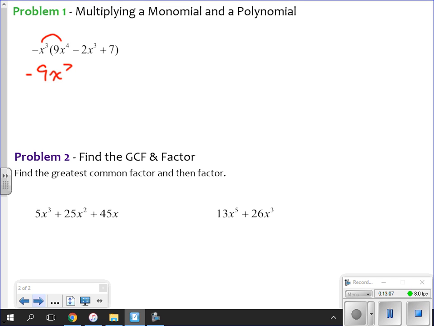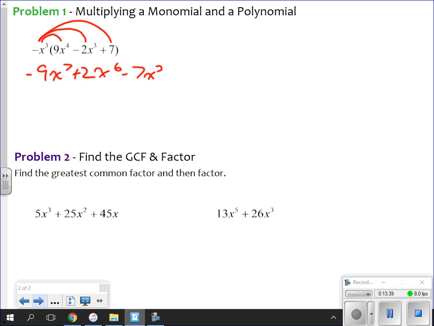And then I do it again. Negative x times negative 2 gives me what? Plus 2. And then my exponents, 3 plus 3 gives me 6. And I do the last one, and the negative and the 7 give me a minus 7. What about my x's? It'll be x to the 3rd, because I don't have any x's here, so I just have this one there.